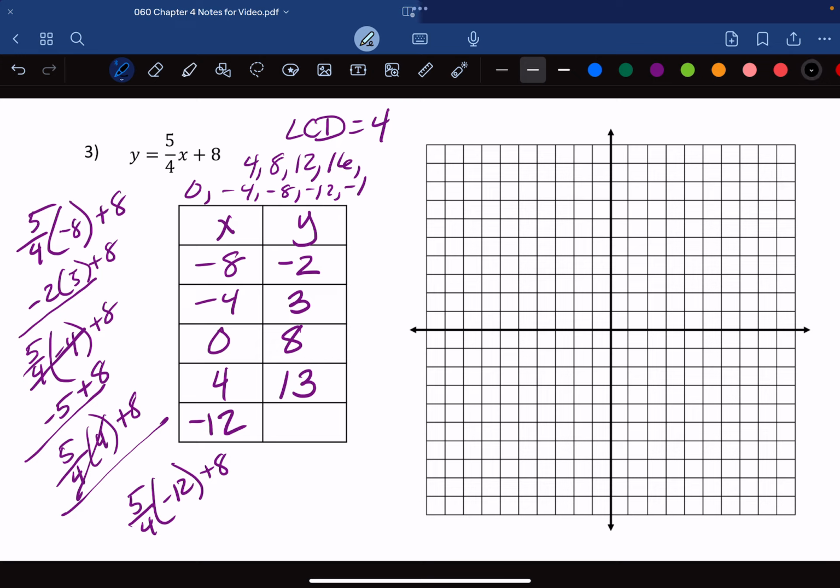But -12 divided by 4 is -3, and -3 times 5 is -15. So that's -7. So now we have our ordered pairs.